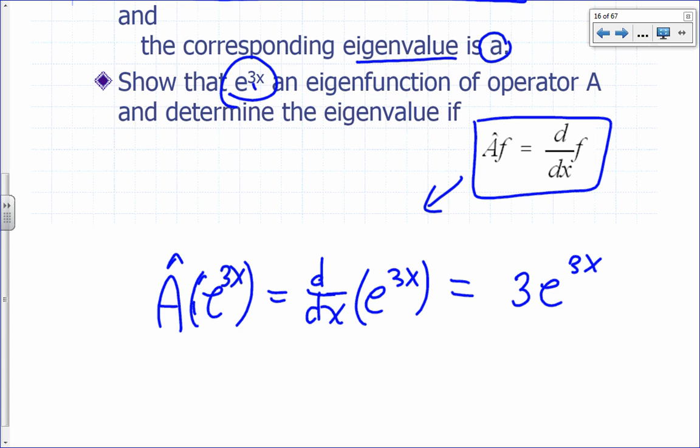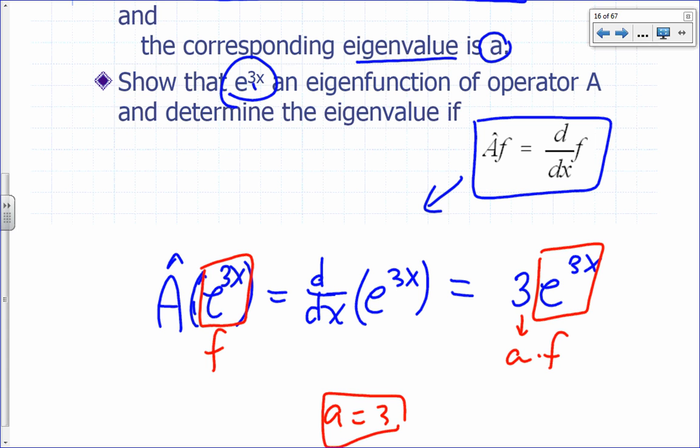Okay, so you can see this is your function f, and this is your function f, and this is your constant a. Let's call that a. So you say a equals 3. What do you call a? This is the eigenvalue that corresponds to this particular eigenfunction. And so we've proven here that when you operate A on e to the 3x, you get back a constant times the original function. So e to the 3x, we say, is an eigenfunction.